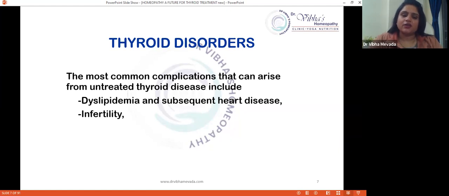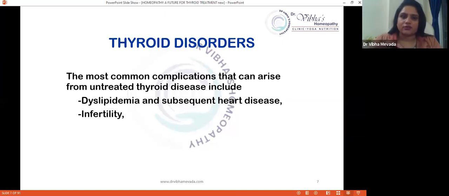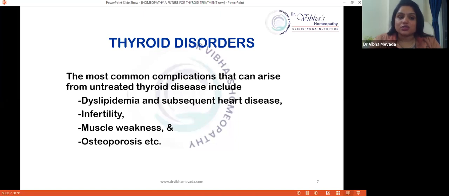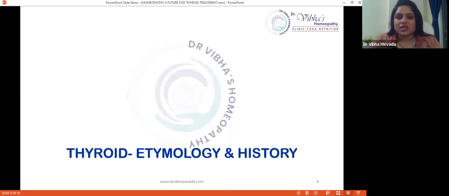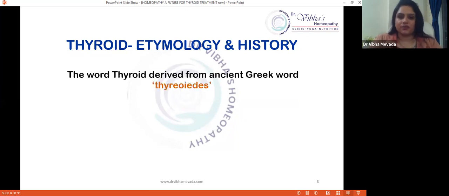When we say you leave the thyroid disorder untreated or partially treated, or treated only with modern medicine, what are the complications the person can get in the future? There are chances of infertility, muscular weakness, osteoporosis, dyslipidemia, and some heart diseases. So these are the disorders that a person who already has thyroid disease can get in their future life, right?